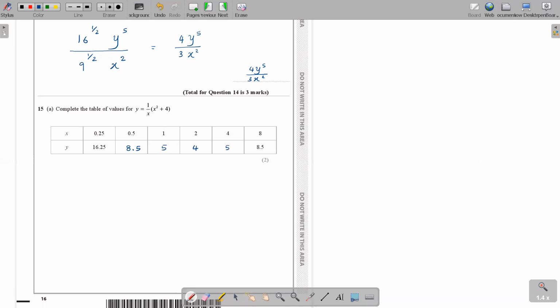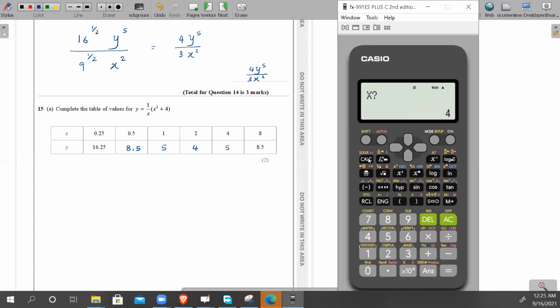And then finally x is 8, so calc x is 8, and then check whether the answer comes out correctly: 8.5. So you can see we get the correct answer from the calculator. Right? So these are the values for completing the table.